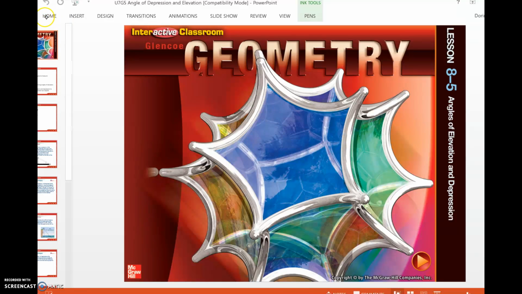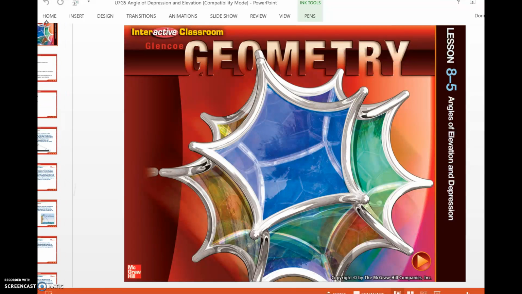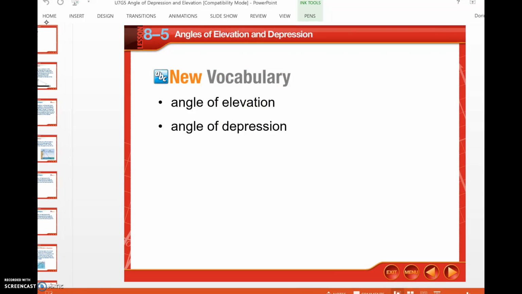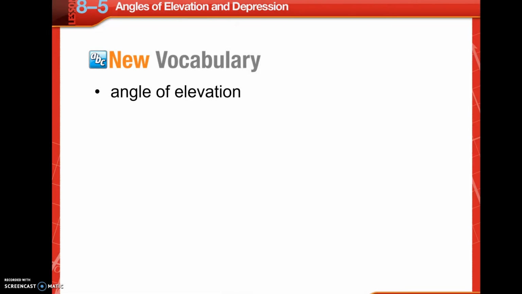All right, so today we're looking at solving right triangles still, and today we're going to look at some of the real situations where we can see those applied in life. So we're going to talk about two things: angle of elevation and angle of depression. When we're talking about depression here, we're not talking about moods or anything like that. We're talking about the angle.